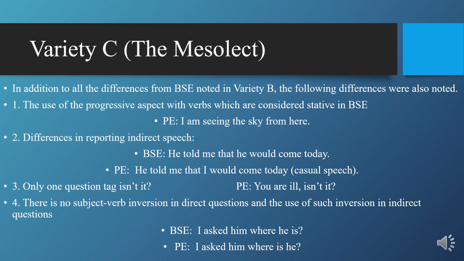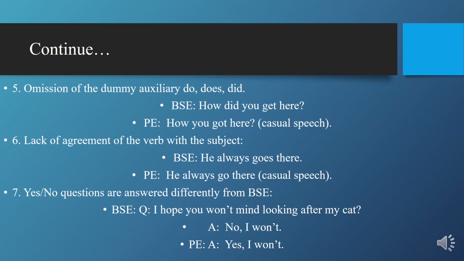Means he uses the helping verb, or the question form, the interrogative form first, and that is different from British English and Pakistani English. The omission of the dummy auxiliary do, does, did means Pakistani English speakers omit the word do, does, or did. For example, a British English speaker says how did you get here, but a Pakistani English speaker uses the sentence how you got here. Means he omits did, do, or does.